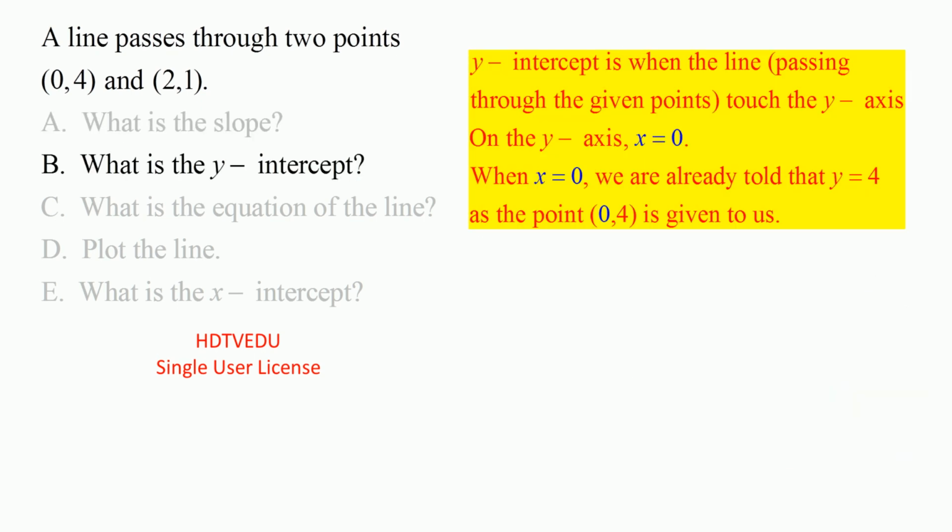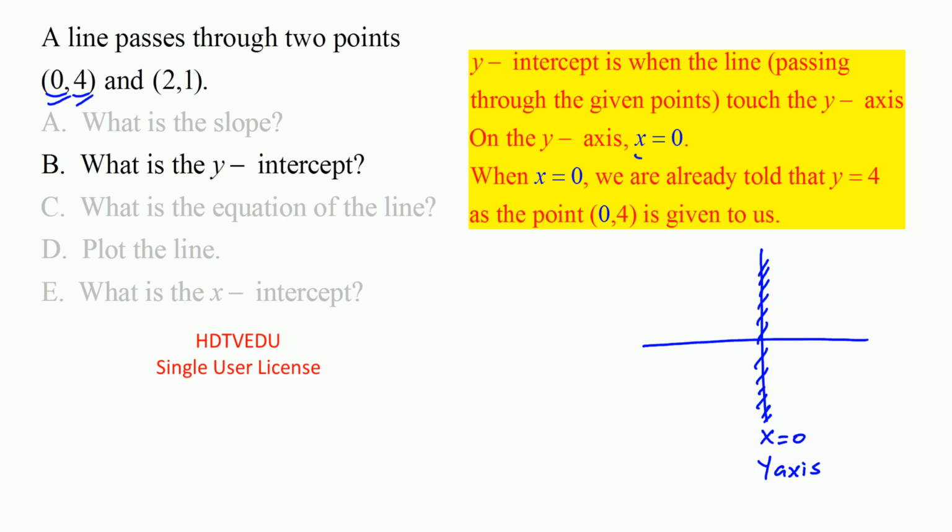What is the y-intercept? Y-intercept means where does the graph touch the y-axis? What do we know about the y-axis? On the y-axis, x is always equal to 0. We are already given the point when x is equal to 0, we have y equal to 4. So that is our y-intercept.